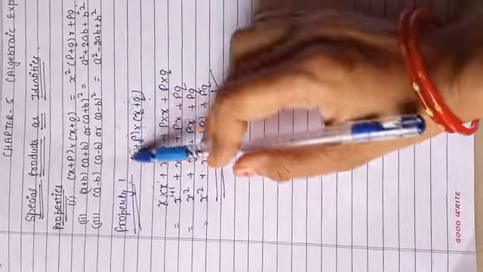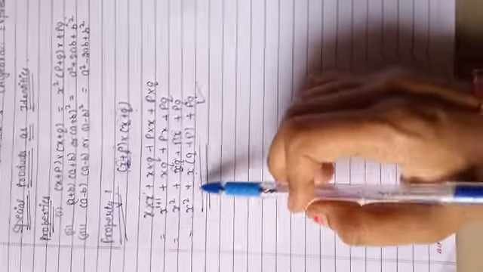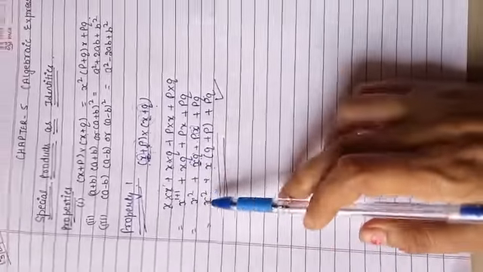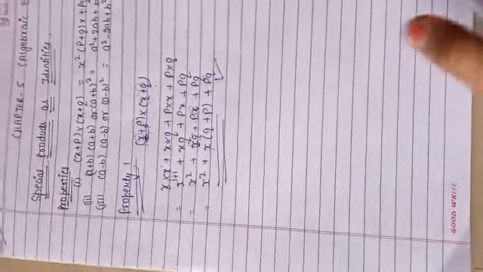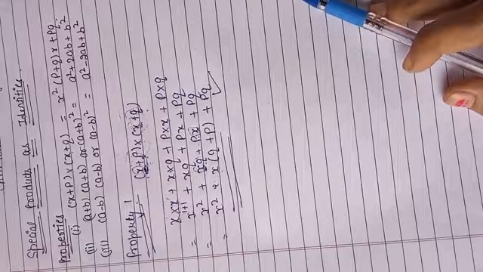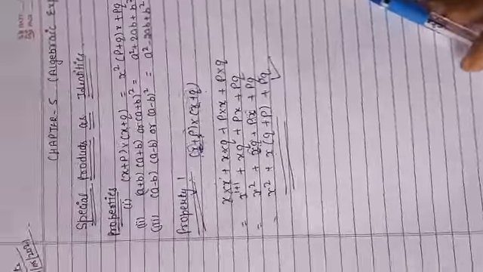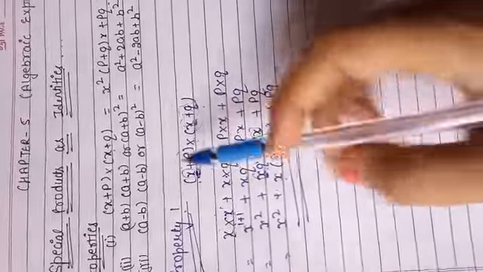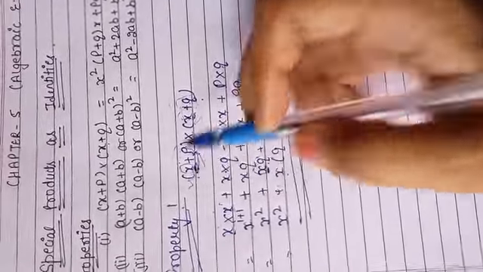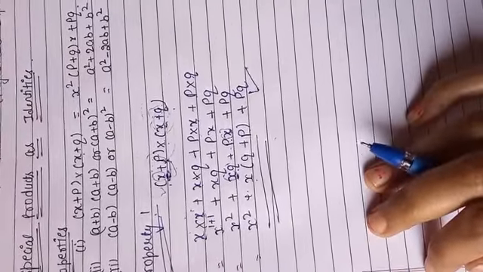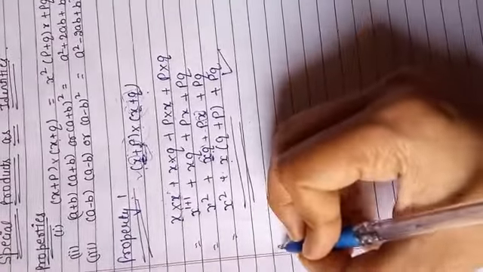If you multiply x plus p with x plus q, you will get the result x square plus x(p plus q) plus pq. I hope you understood how we multiply and how to solve the question, and how you will apply this property on questions. So first I will take the first example.